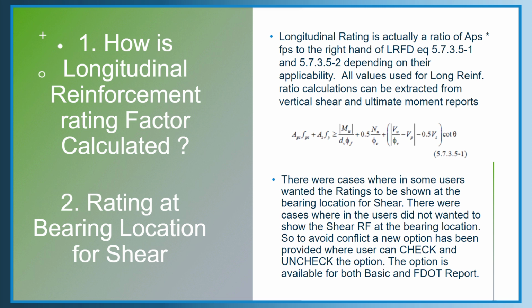Also, rating at bearing location for shear. This is an option under the basic report and FDOT report. Previously, some of the users wanted the rating to be shown at the bearing location for shear, and there were some cases wherein the user did not want it to show the shear rating factor at a bearing location. So just to avoid the conflict, a new option was provided wherein the user can check and uncheck that option to get the kind of report which is required as per their client. The option is available for both basic and FDOT report.